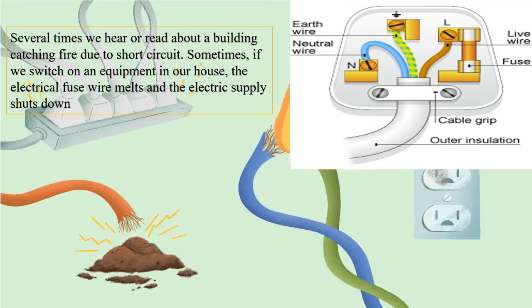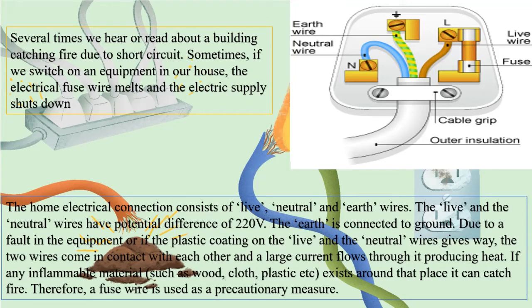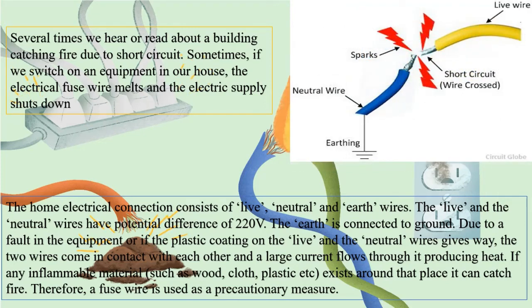If you see this, I'm just giving an example of a live wire, a neutral wire and an earth wire in a plug. Okay, these three wires have a plastic coating over them. Everybody knows there is plastic over the copper wires that we are using in our entire house electric circuit. Everything has a plastic coating over it. Why? Because if these wires come in contact with each other, a spark comes from the circuit. That spark is what we call a short circuit.